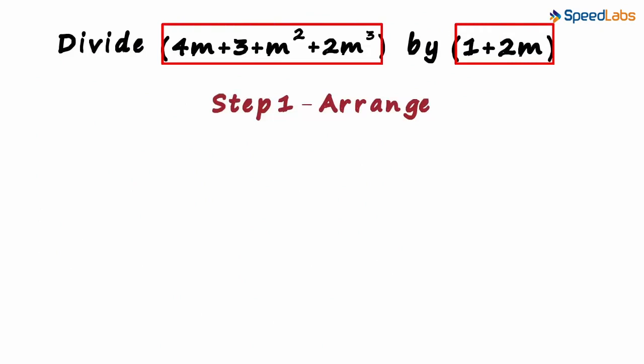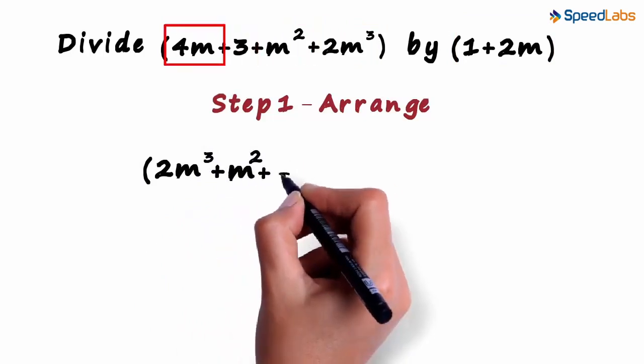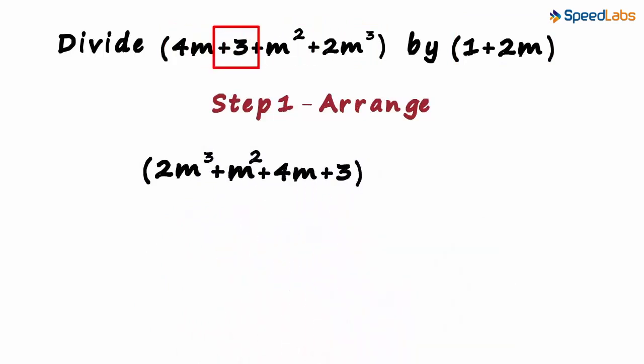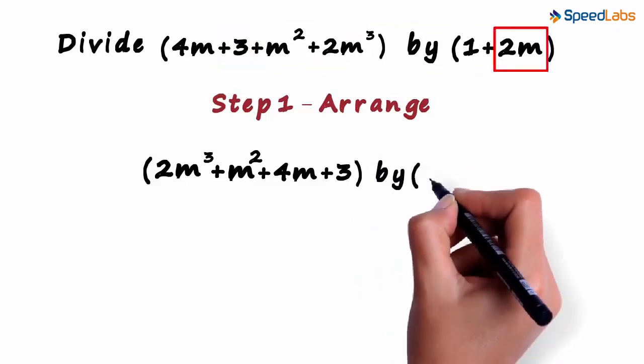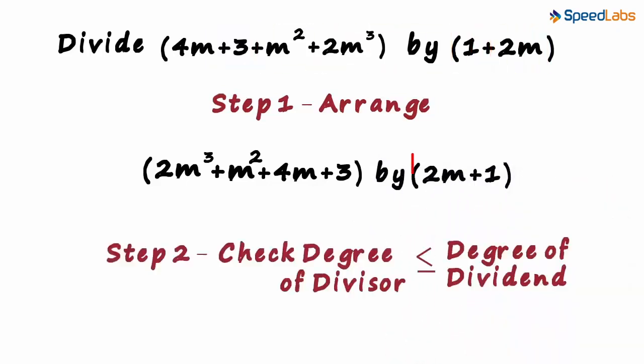We arrange the terms first. We write the dividend as 2m cubed plus m squared plus 4m plus 3 and the divisor as 2m plus 1. Next, we check if the degree of the divisor is less than or equal to the degree of the dividend. We can only proceed if the answer is yes.